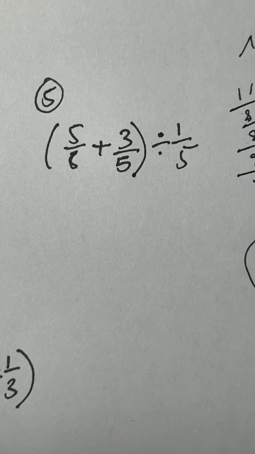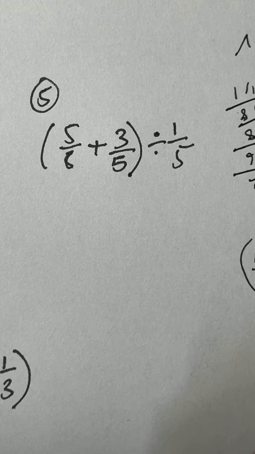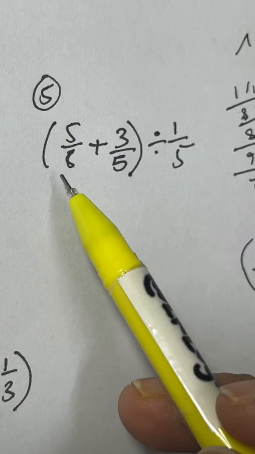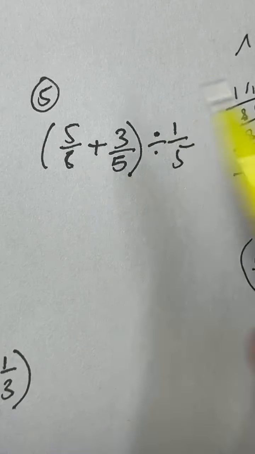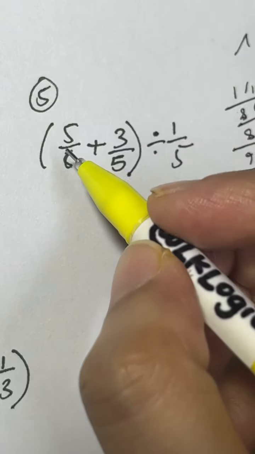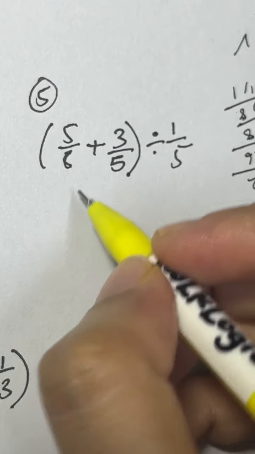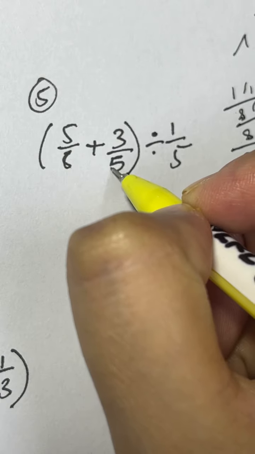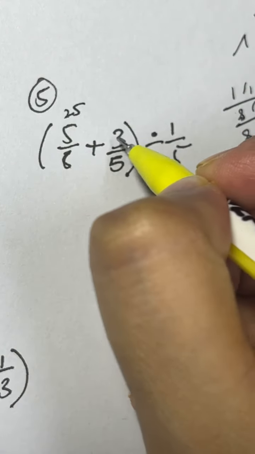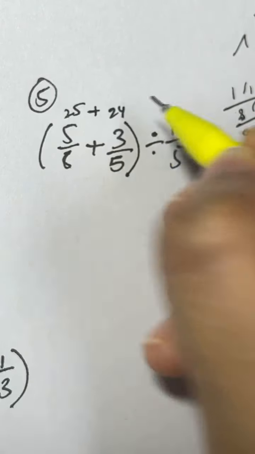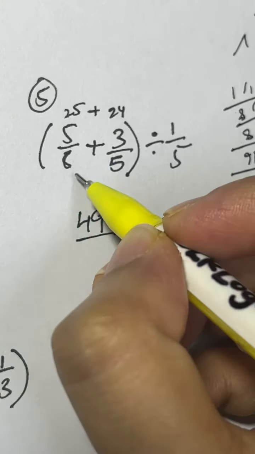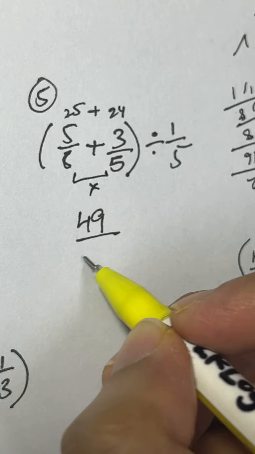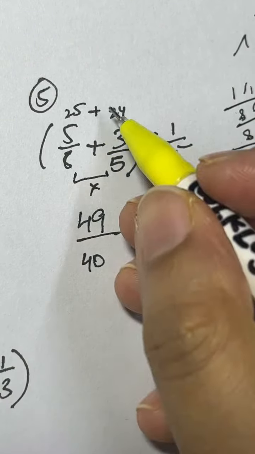Whenever you have to, check according to PEMDAS and BODMAS. So according to PEMDAS, it says parentheses or brackets first. So we have to solve these two fractions first, and then goes exponents and divisions and multiplications. So now let's solve for this one. So you use your cross multiplication. 5 times 5 is 25. 8 times 3 is 24. Add them up. 25 plus 24 is 49. Then multiply the denominators. 8 times 5 is 40. So you have solved this parenthesis.